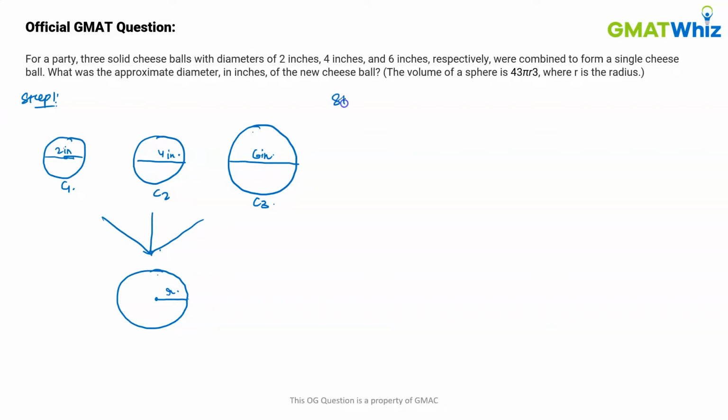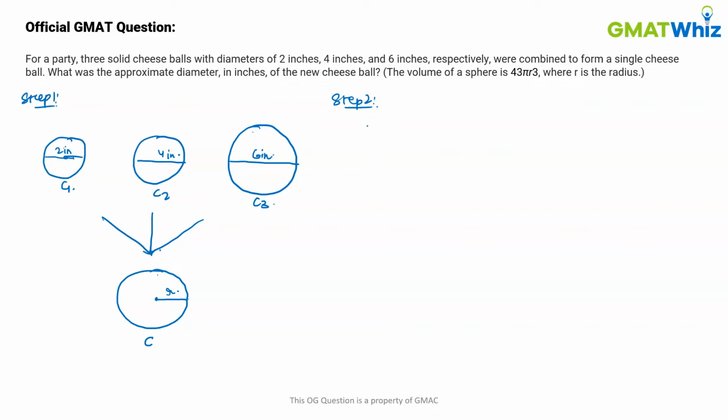Always remember guys, whenever you are combining anything, or melting or forming that into a new shape, which is called recasting, the volume always remains the same. Whatever volume is there for C1, C2 and C3, the sum of these volumes will be the same as the volume of the one single cheese ball. So we are going to use that.